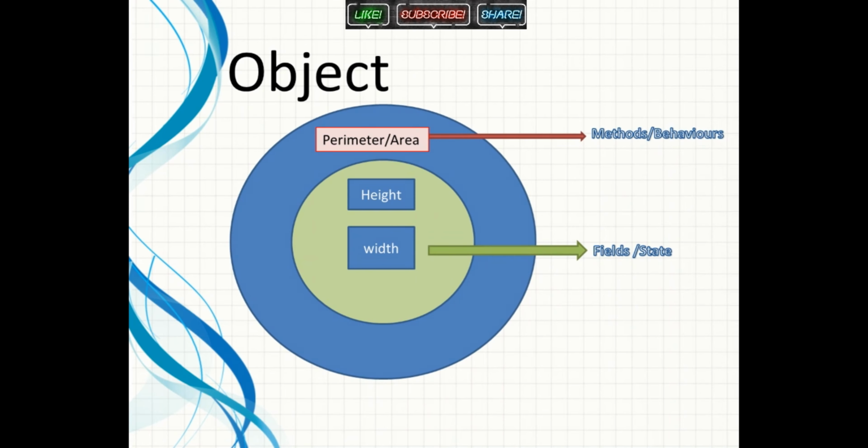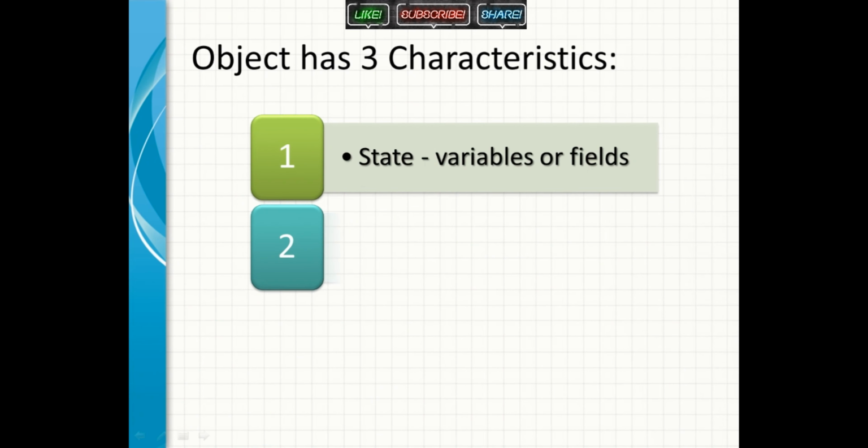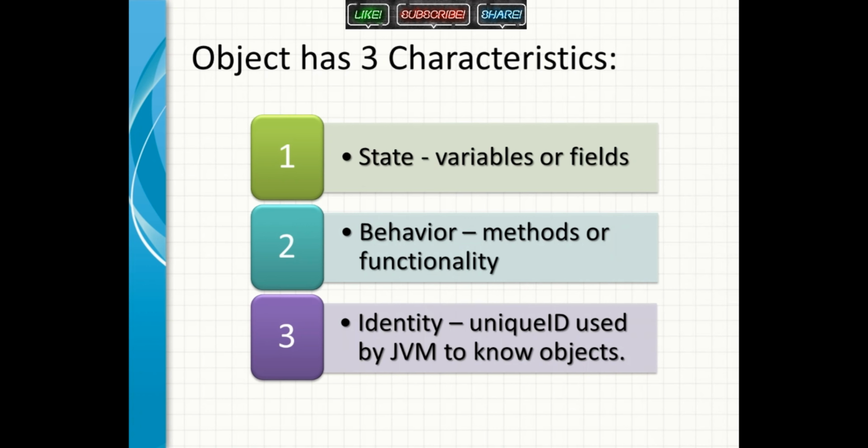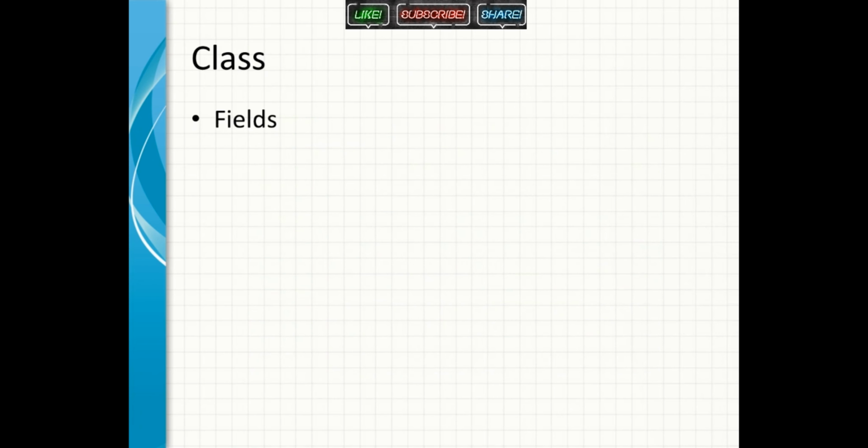One more thing, this object has three characteristics. Two we have seen, the state and the behavior. One more is identity. This is not for external use by the user. It is for the JVM. It is given by the JVM for each and every object created, a unique ID, so that it will know about the object created. So all these three characteristics an object will have.